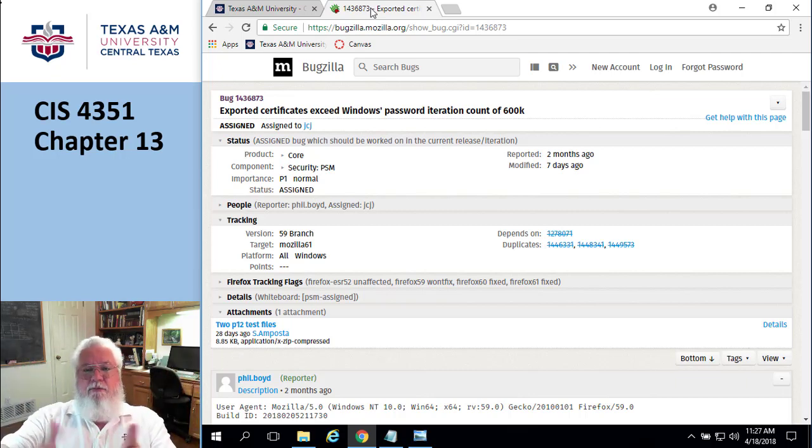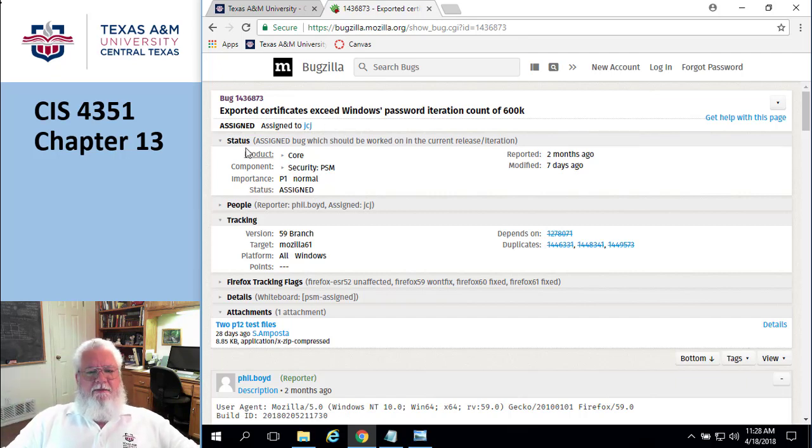So recently, I had a problem with exporting some certificates from my Firefox browser. I typed in a couple things and I found this. Let's go through it because this is a classic example of an issue log, and it's got some interesting things in it. First of all, the name of the bug: exported certificates exceeds Windows password iteration count. It's assigned to JCJ. So right now it has been assigned.